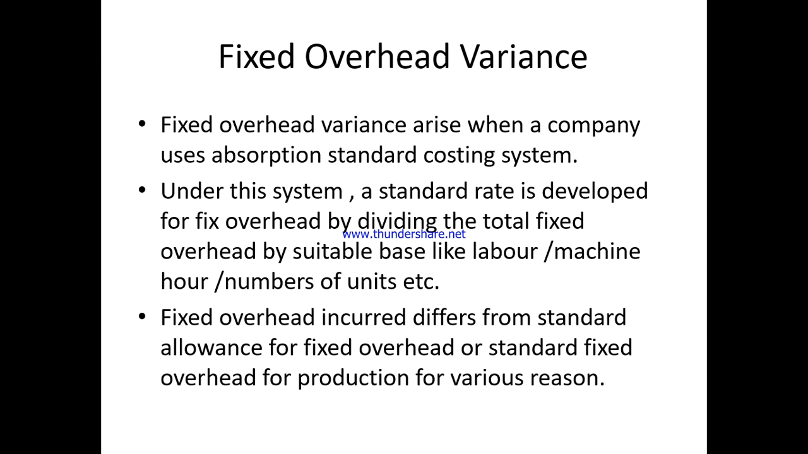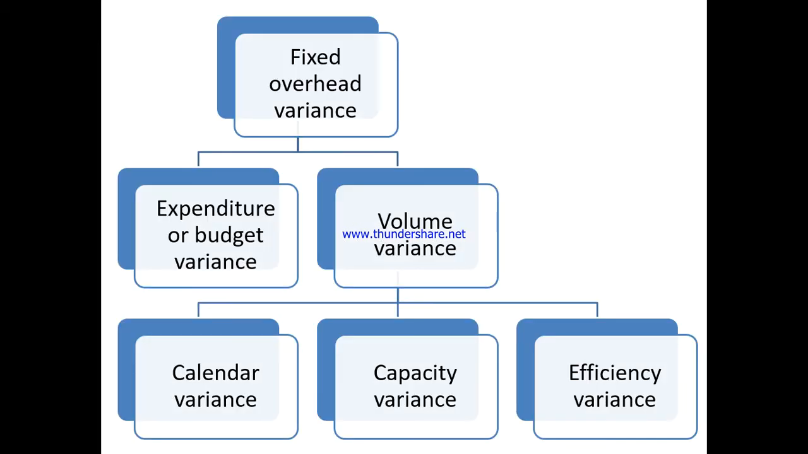Fixed overhead incurred differs from the standard allowance for fixed overhead, or standard fixed overhead for a production, for various reasons. Fixed overhead variance is bifurcated into two parts: number 1 is known as the expenditure or budget variance, and number 2 is known as the volume variance. Volume variance is further bifurcated into three parts: calendar variance, capacity variance and efficiency variance.